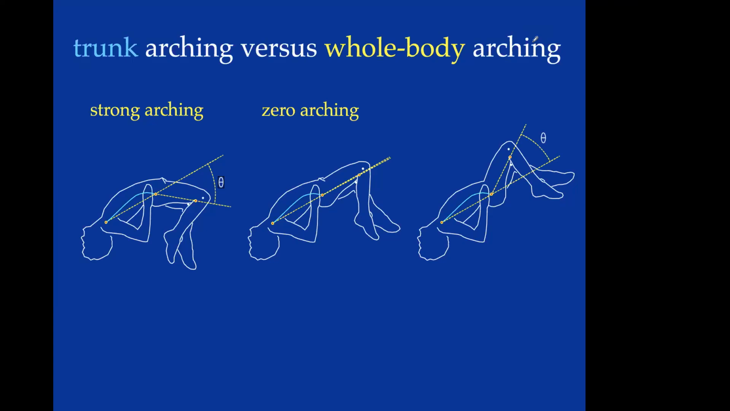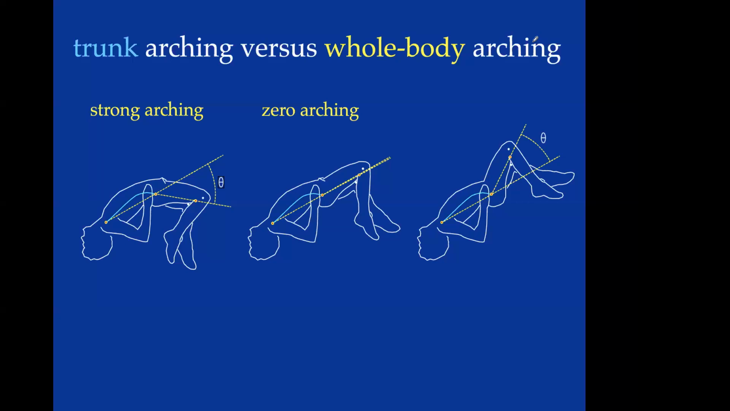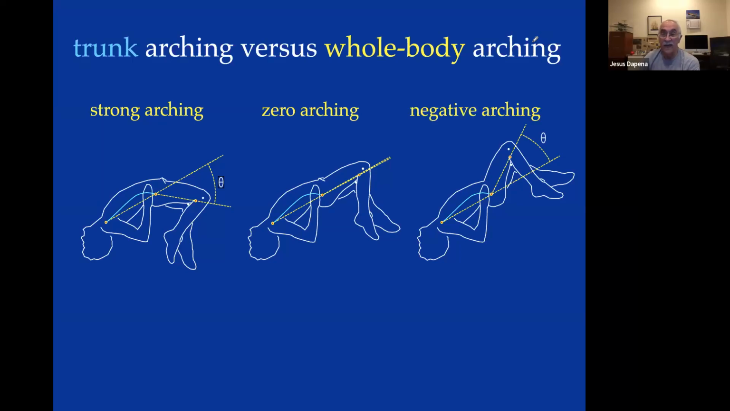Okay, this is a third situation, same thing. I'll go quickly. You have exactly the same trunk, and then you draw a line through the mid-knee. I would say in this case we have negative arching. So if you just look at the trunk, you would say good arching, and good arching. But if you look at the whole body, it's good arching, no arching, and negative arching.